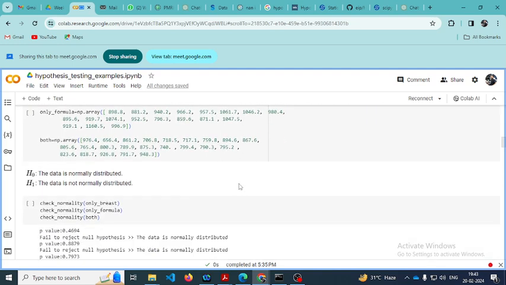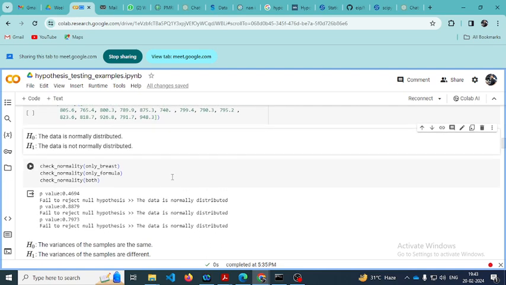Now your hypothesis. You are going to assume your hypothesis as whether this particular data is normally distributed or not normally distributed. Initially, I assume as my null hypothesis that the data is normally distributed. Of course, your alternative hypothesis, like the previous example, is that the data is not normally distributed. Then you need to check this normality.